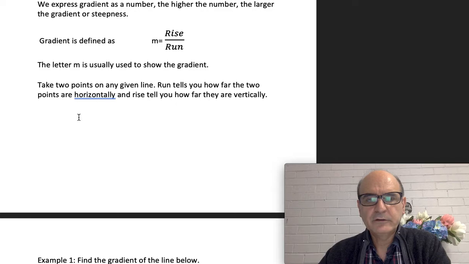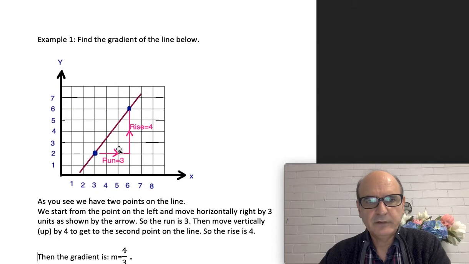But how do we find rise and run? You need to take 2 points on the line, and you start from the point on the left and then see how much you need to go across to get to the second point and how much you need to go up to get to the second point. How much you're going across is your run, and how much you go up is your rise. Let's look at an example to clarify this.